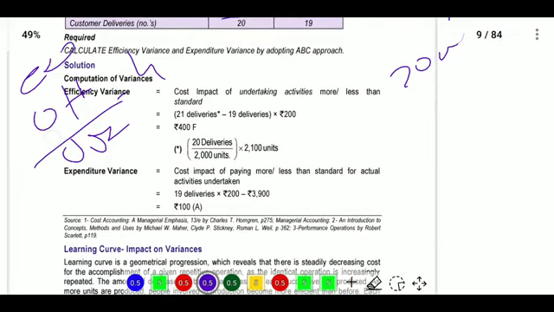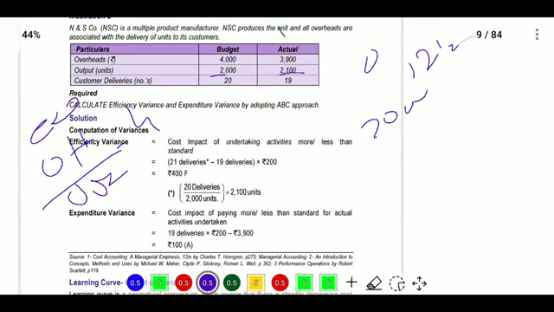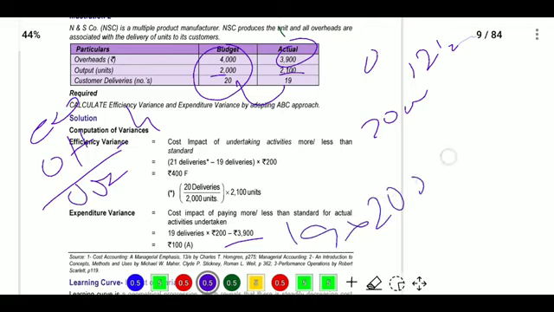Next, expenditure variance means what is our expenditure? That is 200 rupees per delivery, for 19 deliveries, but actuality was 3,900. So 19 deliveries into 200 minus 3,900 actual.